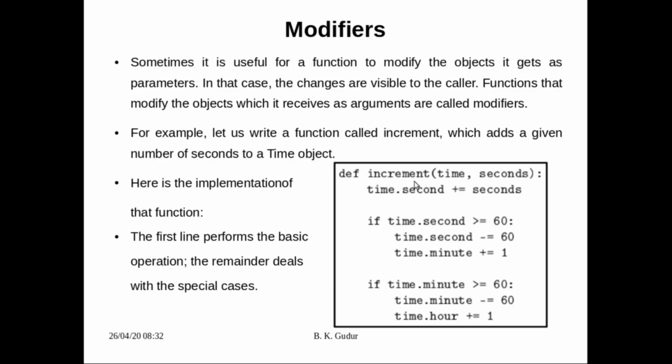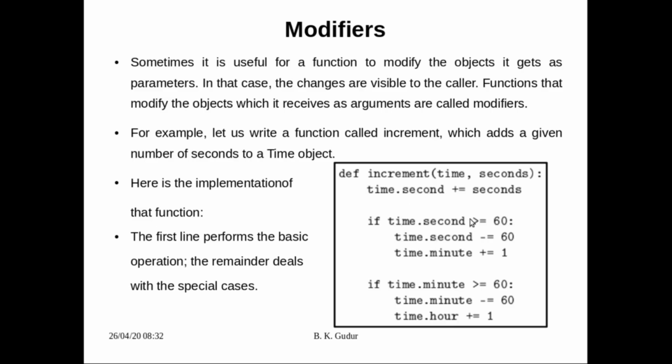Increment is the name of the function. It is going to take two objects. One is the time object and another one is just the number of seconds. Here time.second plus equals, it's nothing but time.second is equal to time.second plus seconds. It is going to add the number of seconds to this.